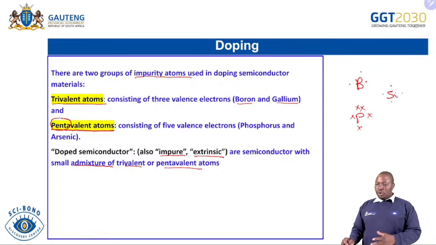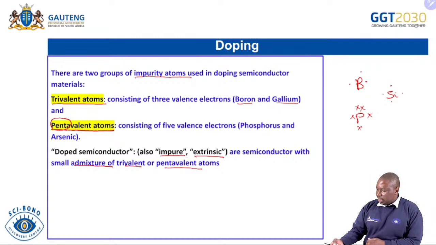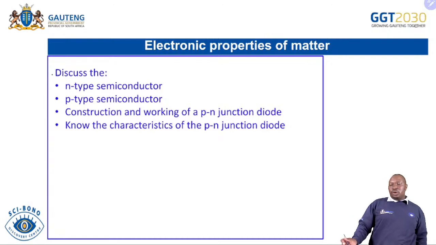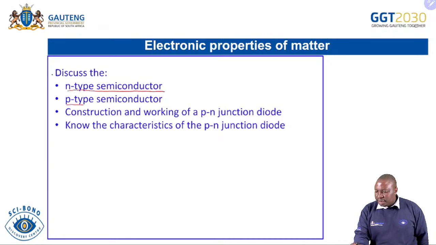You get that? So immediately you bring in the impurity, it becomes extrinsic. I hope I explained it nicely and you are following me and we are moving together. Now, we are going to discuss the N-type semiconductor, the P-type semiconductor, and the construction and working of the PN junction diode. Know the characteristics of the PN junction diode.